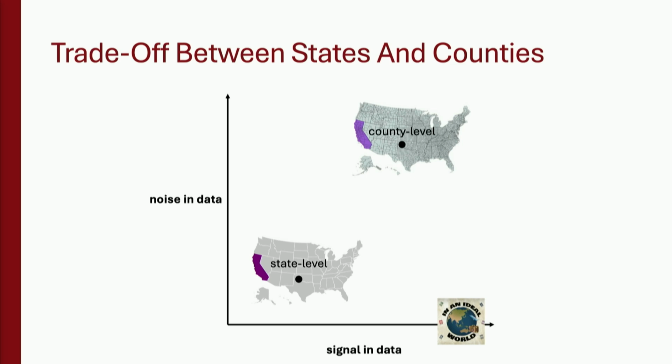But at the same time, the state data also contains less signal because we cannot make use of that heterogeneity created by the counties. So which of these two data sets we should use basically depends on their position in this graph relative to each other and relative to the ideal world. And that position is going to be driven by the variance of the signal, so the variance of the state component and the county component, as well as the variance of the noise.